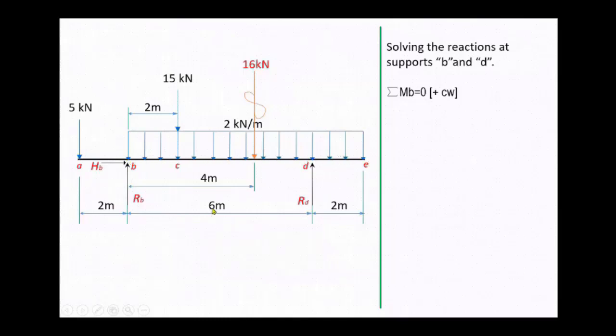Now, we will consider all the forces: the 5 kilonewton, the 15 kilonewton, and the uniformly distributed load, for which we will solve the resultant by multiplying the intensity by the length. Now we have negative 5 kilonewtons times 2 meters, since the 5 kilonewton load is 2 meters from point B. It is negative since it opposes our assumption of clockwise direction.